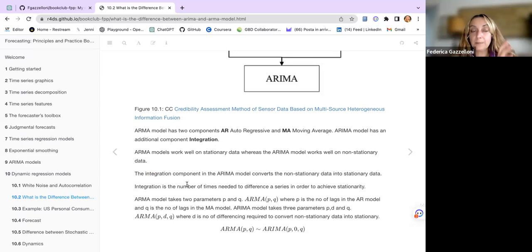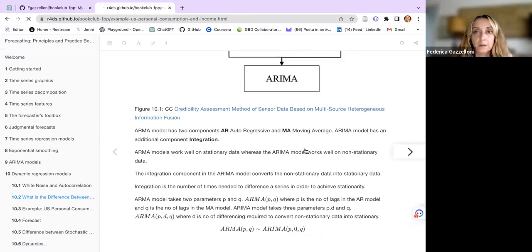On one part of the model we apply the ARIMA, and on the other side we apply the ARMA. So the ARMA model takes two parameters, as I said, P and Q, while the ARIMA has also this D, which is the integration component. Their results are most similar when the integration, or the difference, is set to zero.